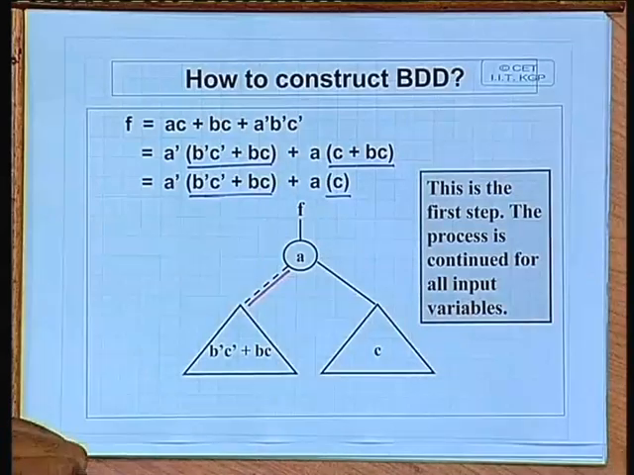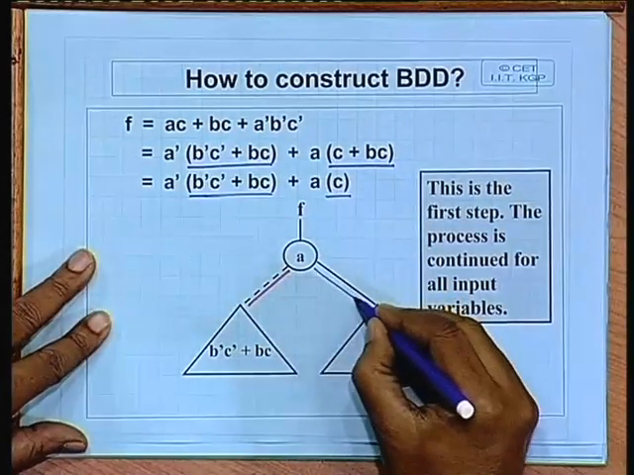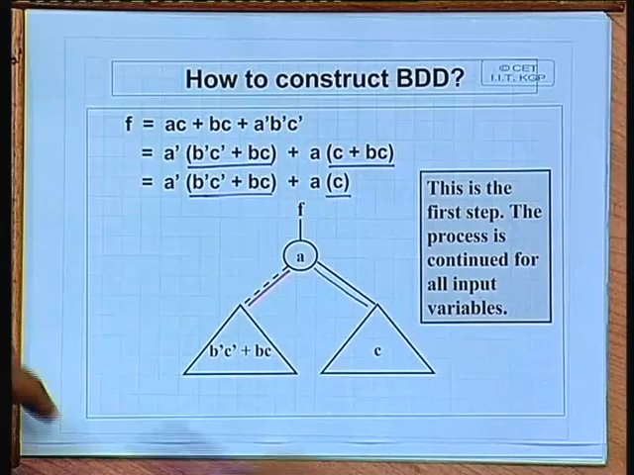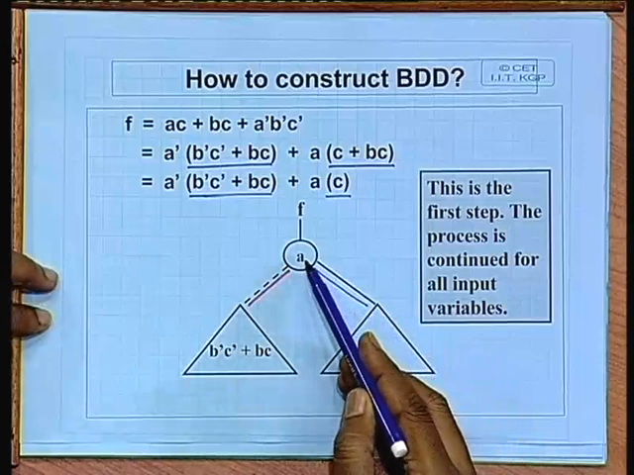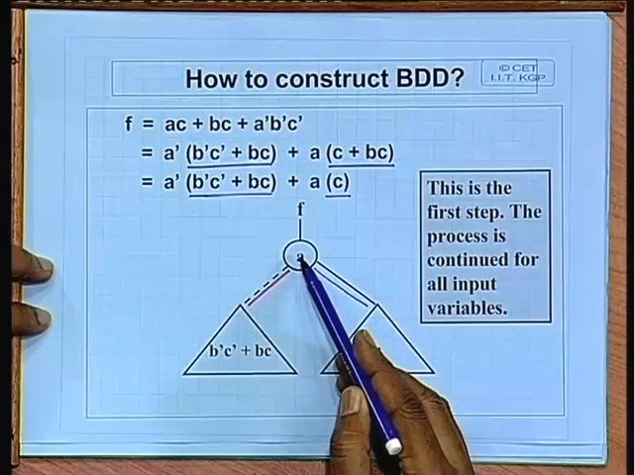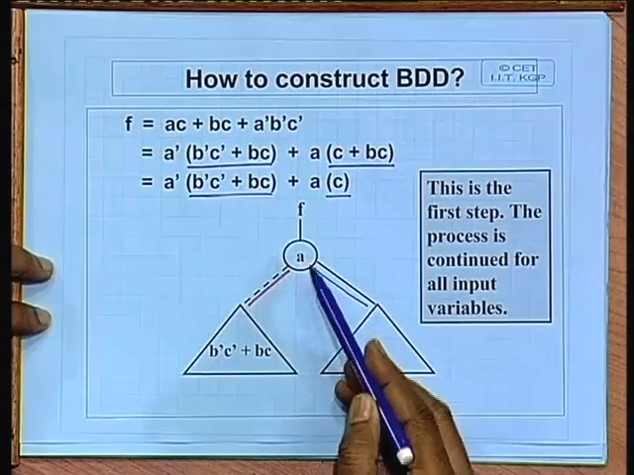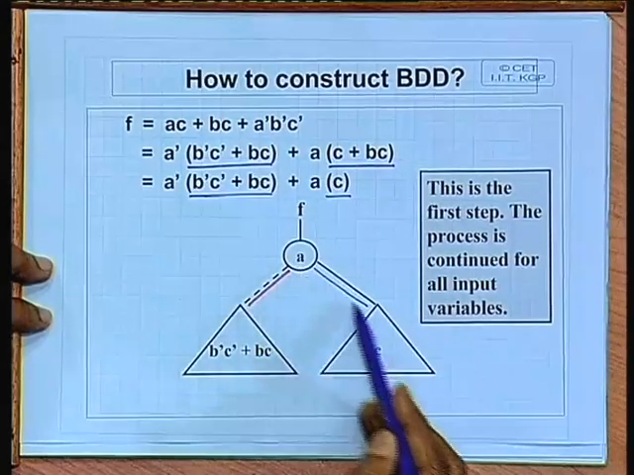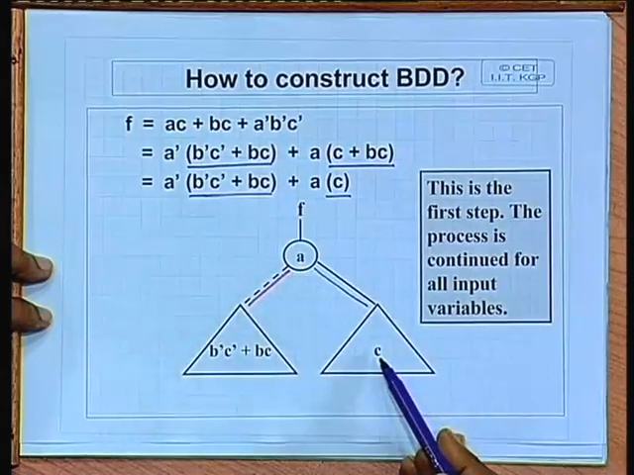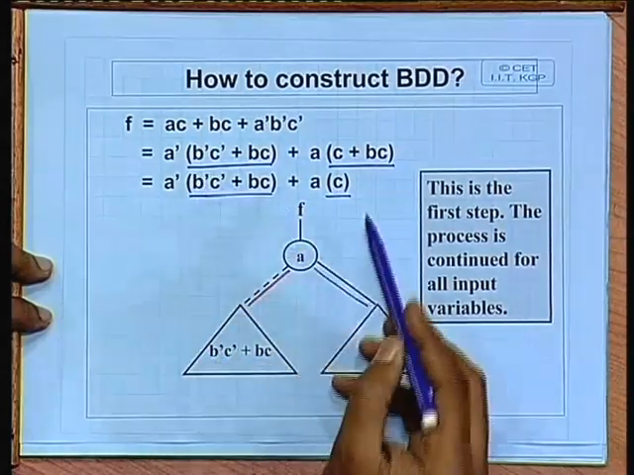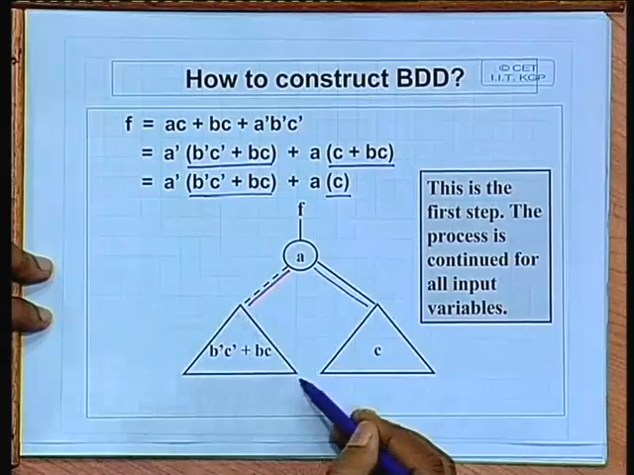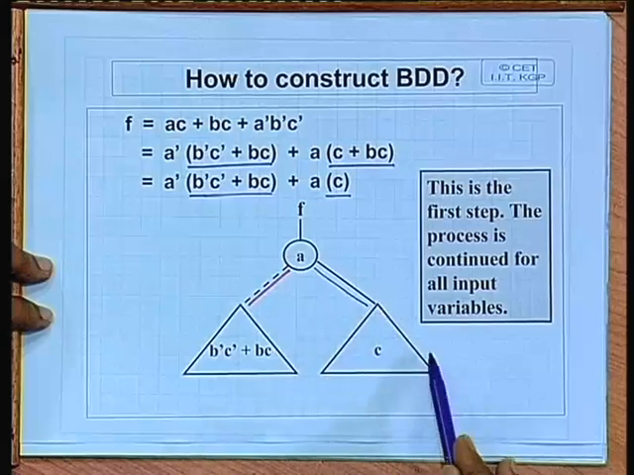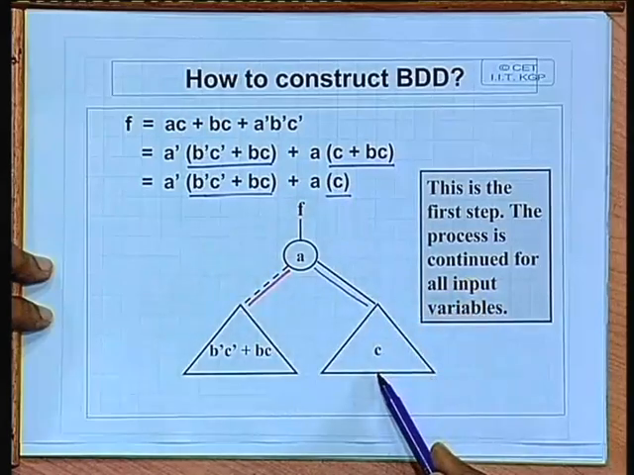Suppose we show the dotted one by red and the other one by blue. This means the dotted one means that if the value of this variable a is false, meaning 0, then you will be following this path. If the value of a is true, then you will be following this path. So according to this formula, the left path, this block will correspond to b prime, c prime or bc, and this block will correspond to simply c.